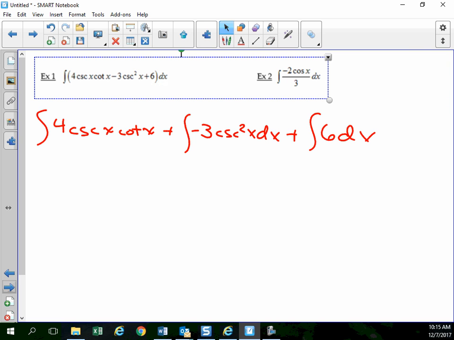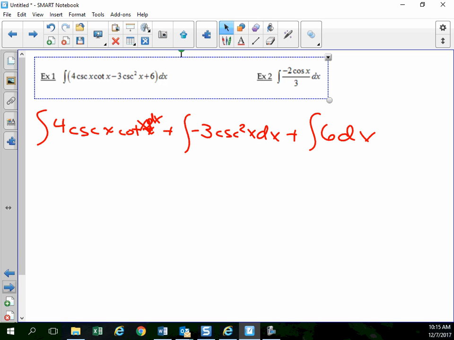Now, why can I split this up into 3 separate pieces? Nope. Because what's between all of these? Addition and subtraction. That's why I can split it up.